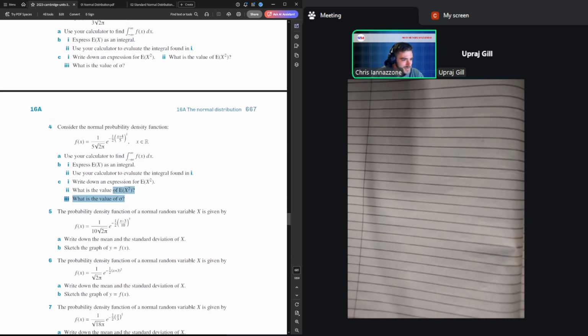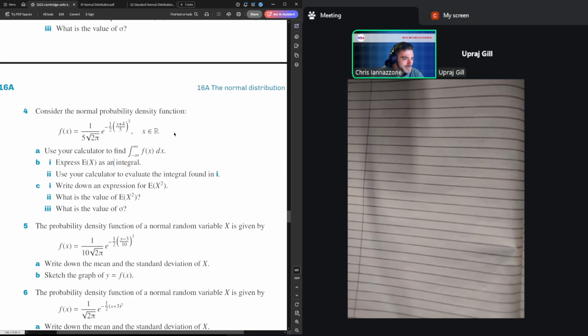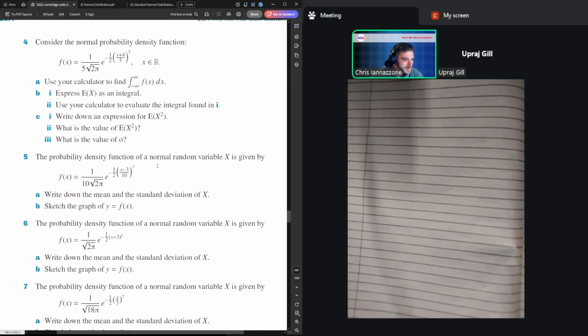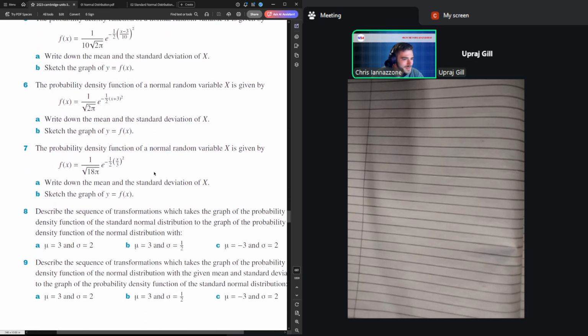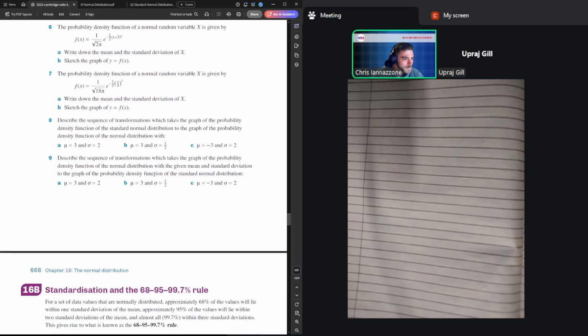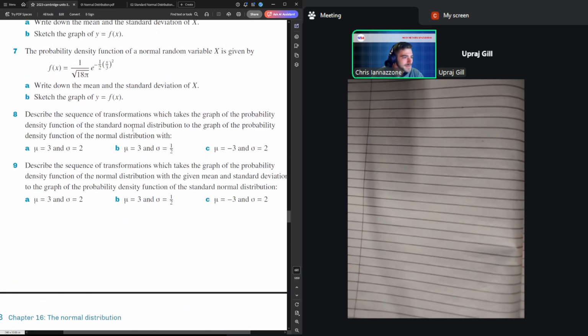Yep, that's that. And then there's just a bunch of those versions again. What's E of x? E of x squared? What's the value? They do a lot of those. Cool. And they do it as determining a sequence of transformations. That's kind of funny. Again, this is a book thing. I wouldn't worry too much about these, but if you're curious, I can have a stab at it. Brush up on transformation stuff if you're interested.